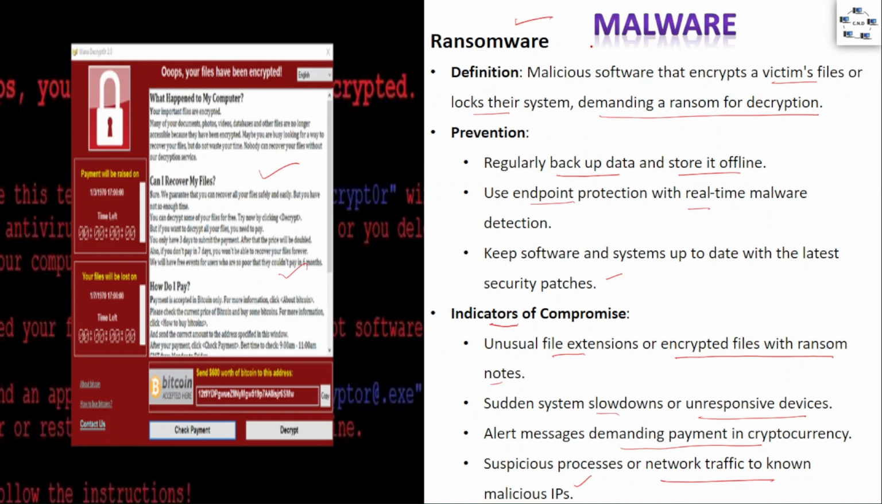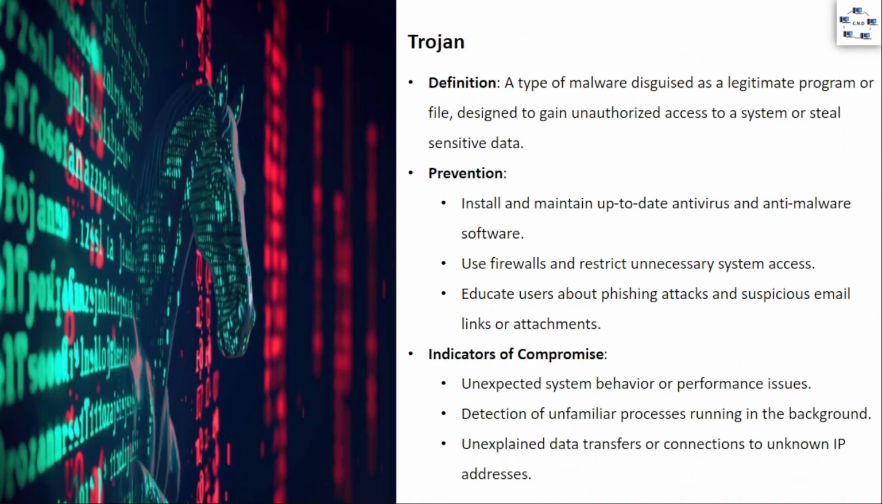So ransomware is a type of malware. Now we are talking about different malware and their IOCs, or indicators of compromise. The next one is Trojan.